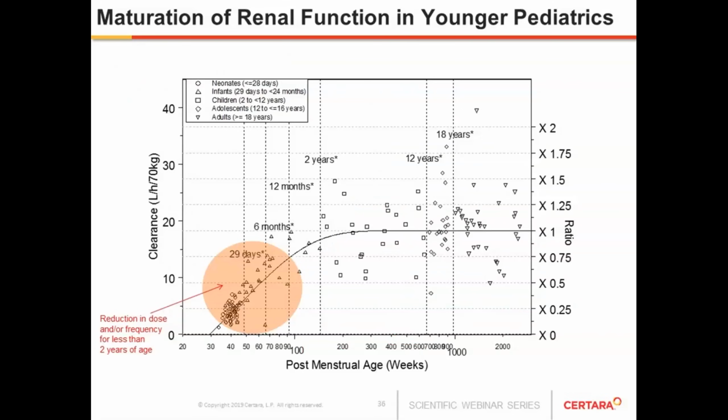And here we have an example where the allometric function and the maturation function were combined to provide dosing recommendations for neonates. Based on this work, and after combining those effects, it was recommended that for patients less than 2 years of age, the dose should be reduced and/or the frequency should also be reduced. We can clearly see the clearance being lower in younger patients.